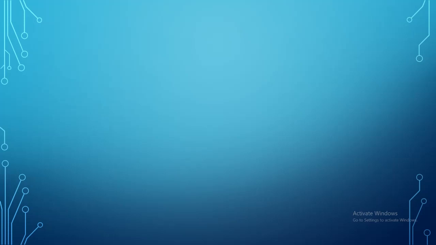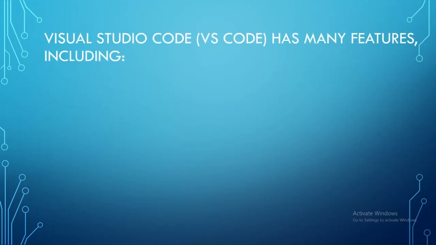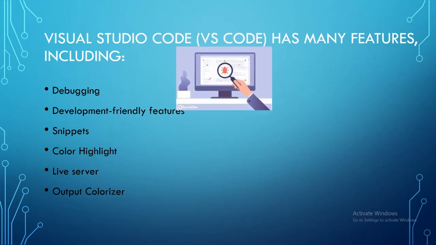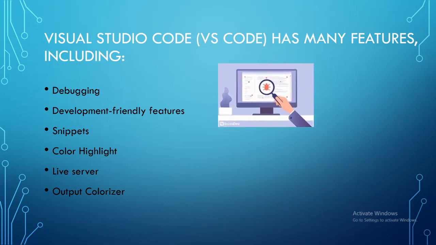Now we are going to learn Visual Studio Code features. Visual Studio Code has many features, including debugging, development friendly features, snippets, color highlight, live server, and output colorizer. Debugging means finding a bug in our code. Development friendly features means those features will make it easy for you to code and they will be very friendly.